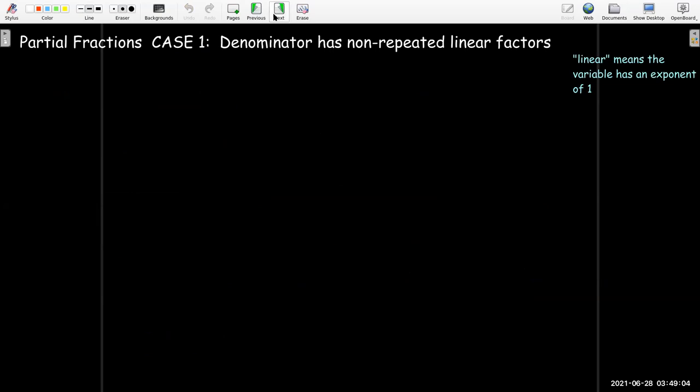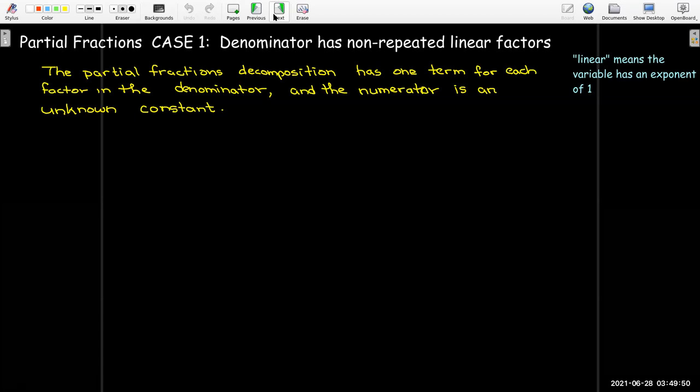We're going to have four cases here, based on the types of factors that are in the LCD. In our first case, the denominator of the single fraction has non-repeated linear factors. Linear means that we only have an exponent of 1, just a variable by itself in the factors. And non-repeated means that as a factor, they're not squared or cubed, they're just factors by themselves. In that case, in order to get the partial fractions decomposition, you're going to have one term for each factor in the denominator, and the numerator is some unknown constant, and we're going to have to do some work to determine what those constants are.